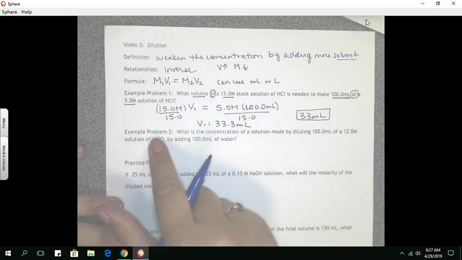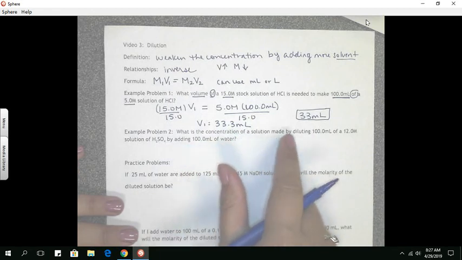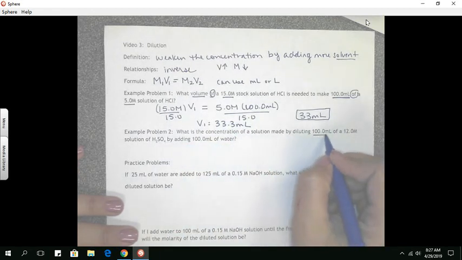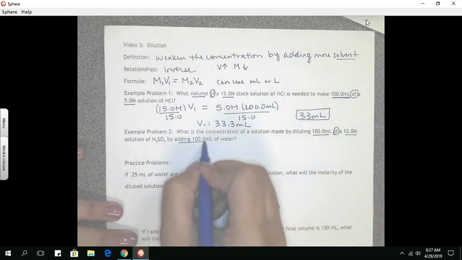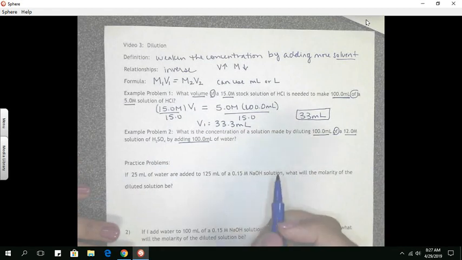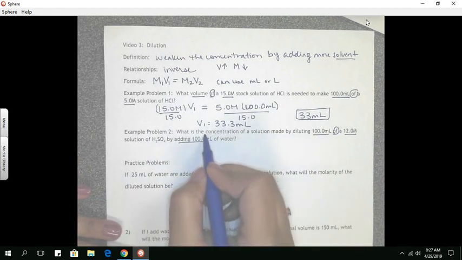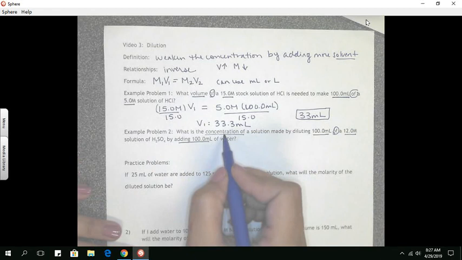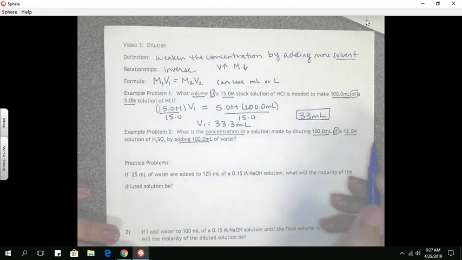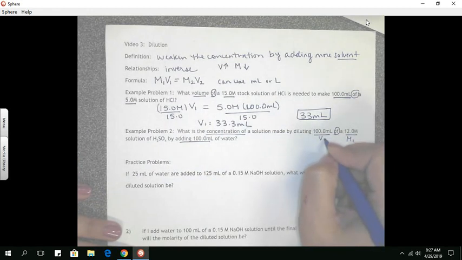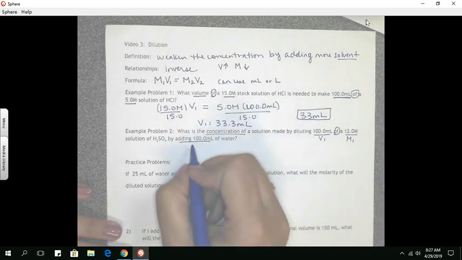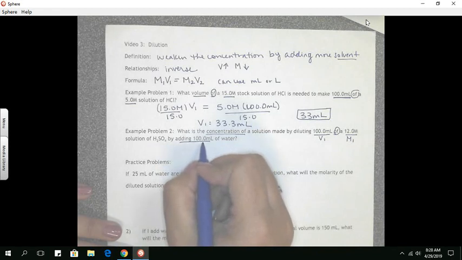Alright, so let's look at example 2. What is the concentration of a solution made by diluting 100 milliliters of 12 molar solution by adding 100 milliliters of water? So the question is, what is the concentration? So we're looking for the molarity. We're starting off with our 12 molar. That's where we start. We're going to end after we've added 100. So 100 is not our final volume. 100 is how much water we've added. We'll come back to that in a minute.